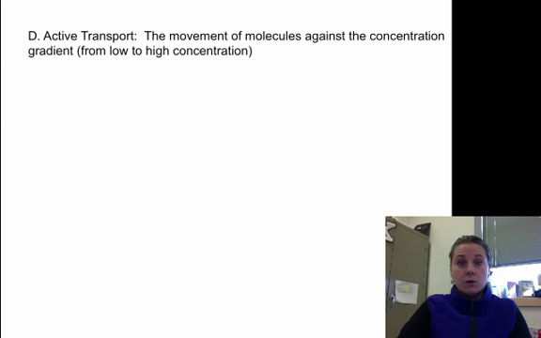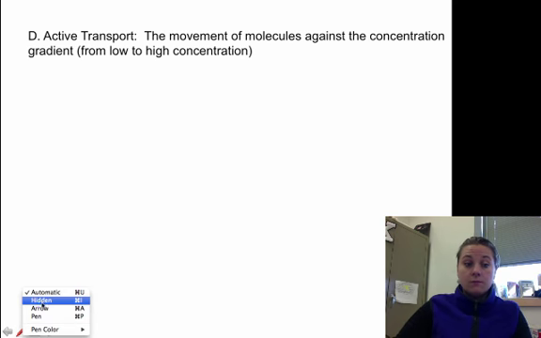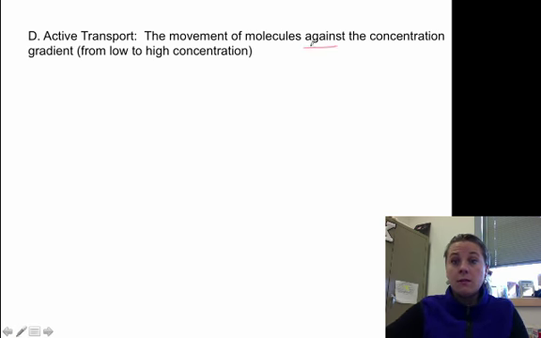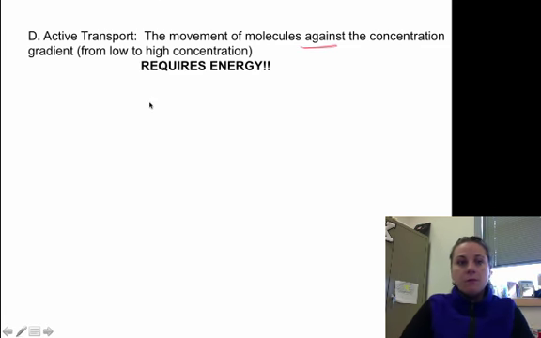So what is active transport? Active transport is the movement of molecules against the concentration gradient. Against the gradient, that means going in the other direction. So in this case, we're moving molecules from where there are less of them to where there are more. We're going up the gradient in this case. Let me walk you through it.